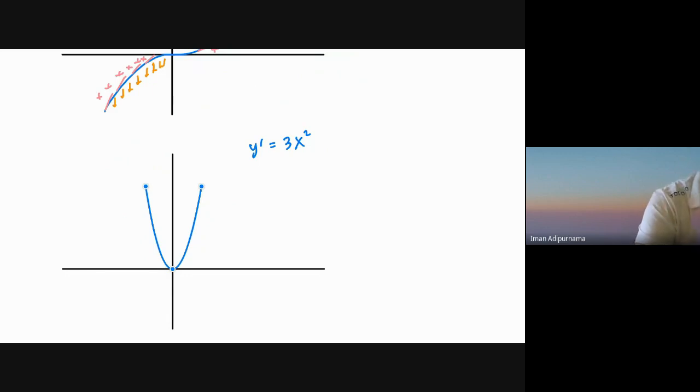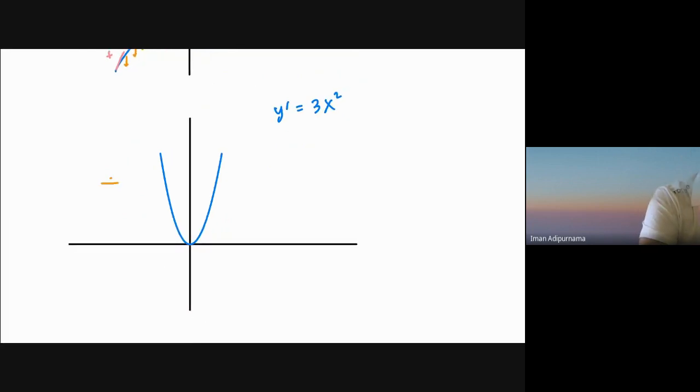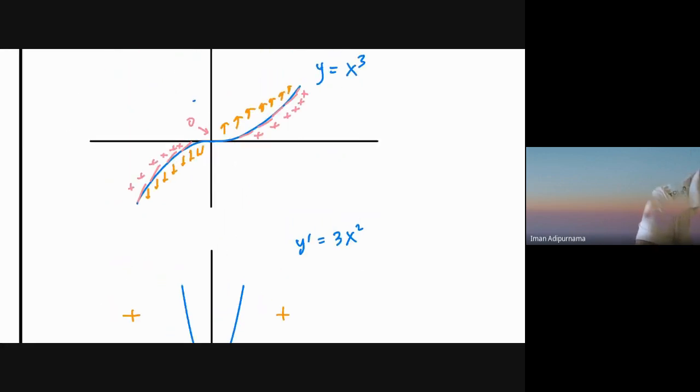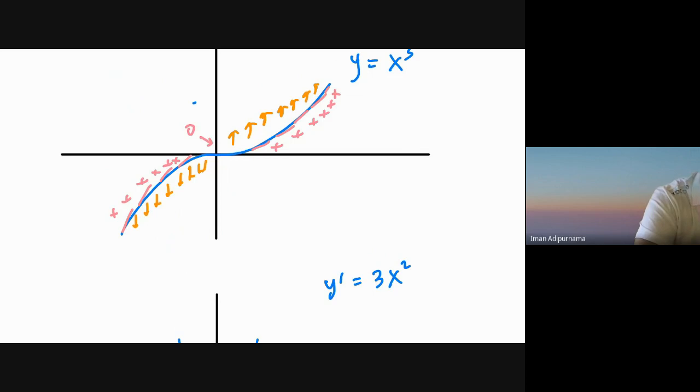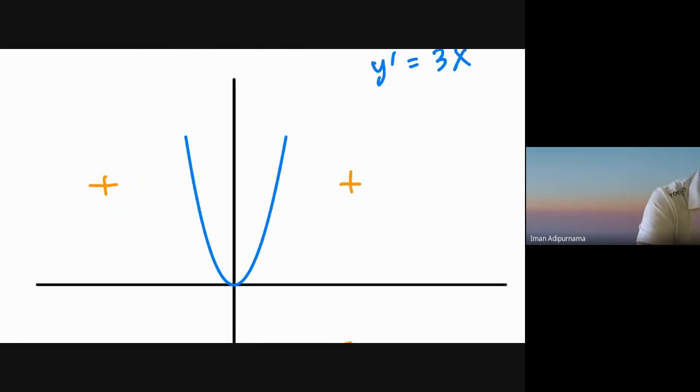Now this is, for example, the 3x squared. Now if this is y prime here, this area will be positive, right? This area is negative, right? So if we look back here, still we have the slope is positive, 0 and positive, right? Here the whole thing on the left is positive, and then reach 0, here is the 0, and then going back to the positive area.